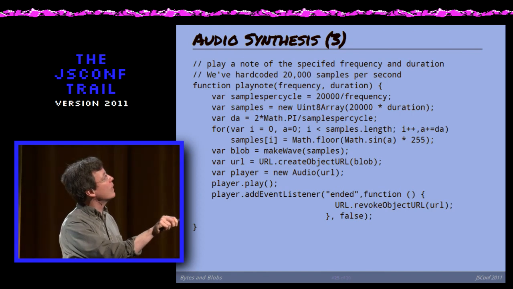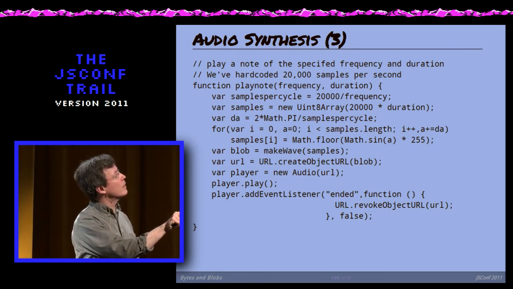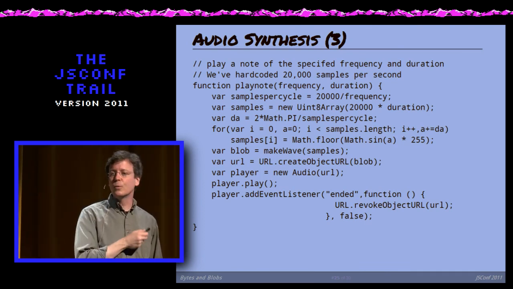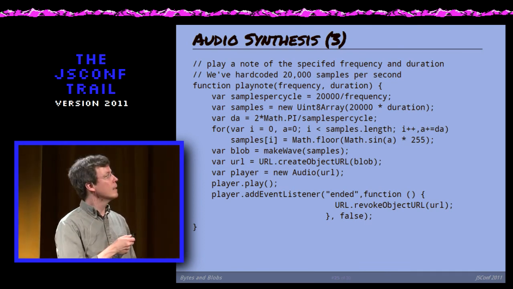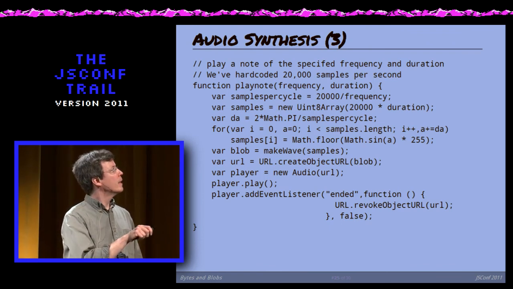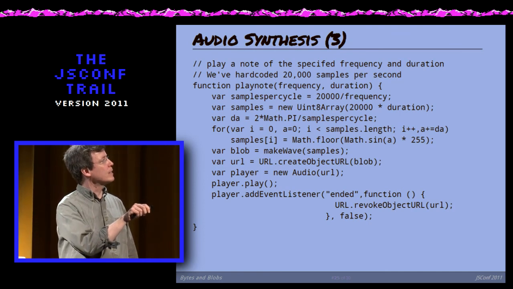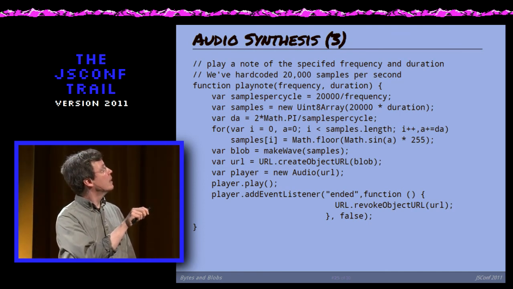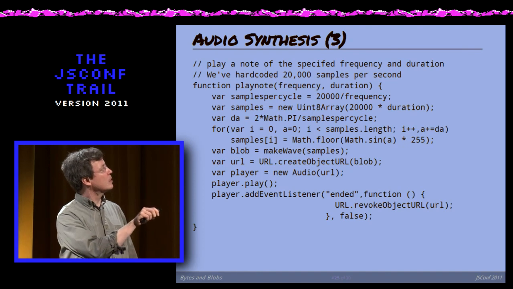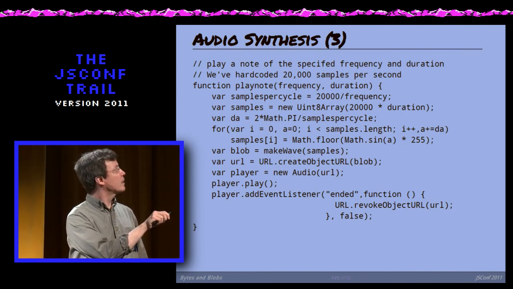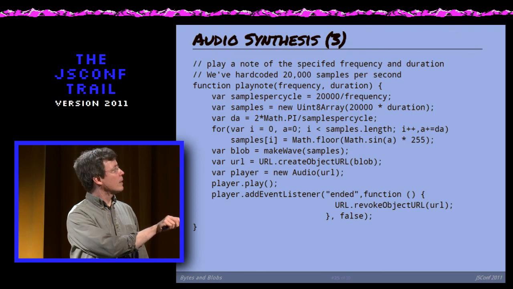So it creates a new uint array. The header is hard-coded, I'm not doing a real fancy thing here. The header I showed you is hard-coded at 20,000 samples per second at 1 byte per sample, so we're hard-coding that in here as well. So the duration in seconds, if it's a 1-second note, is going to be 20,000 samples in this typed array. This for loop initializes those samples, passes it to that makeWave function from the previous slide to create a blob. Then we call URL.createObjectURL on that blob to get the URL.